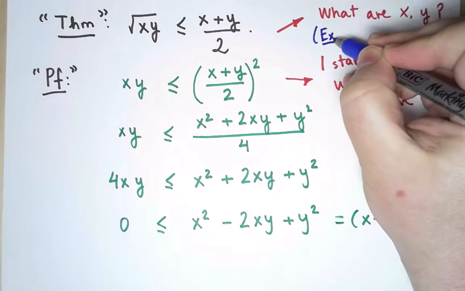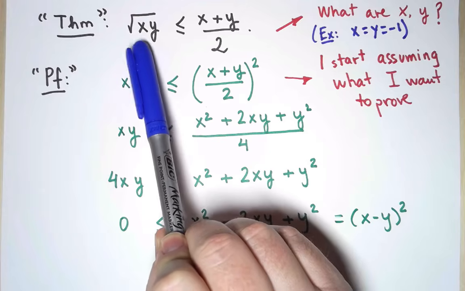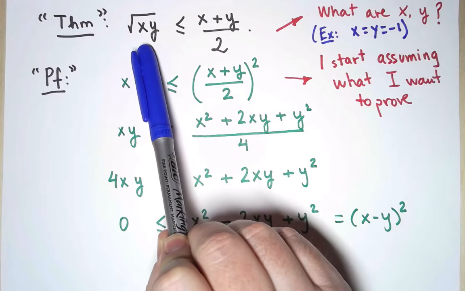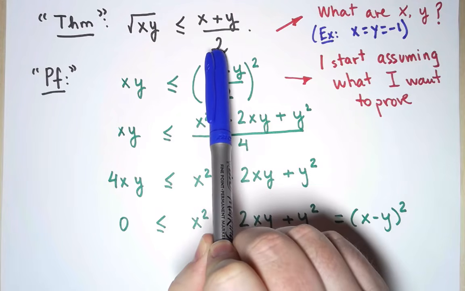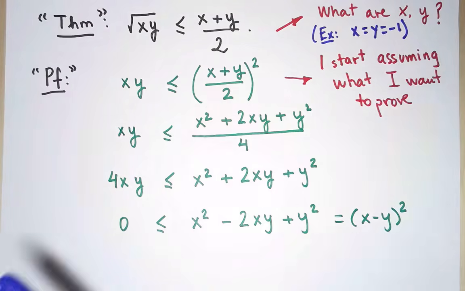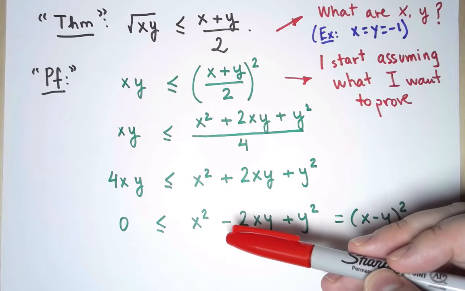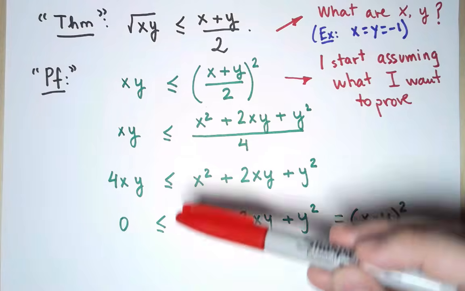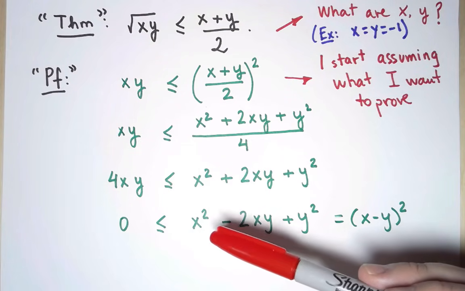For example, look at what happens when x and y are both minus 1. The left-hand side could be the square root of 1, which is 1, and the right-hand side could be minus 2 over 2, which is minus 1. 1 less than or equal to minus 1 would be false. So this inequality isn't always true. However, I never noticed it doing this so-called proof that I needed to restrict myself to positive numbers. If this were a correct proof, I should have noticed at some point that x and y need to be positive, or at least non-negative.